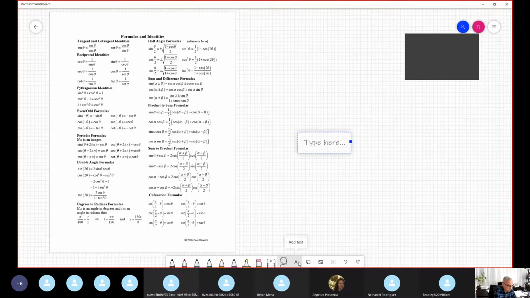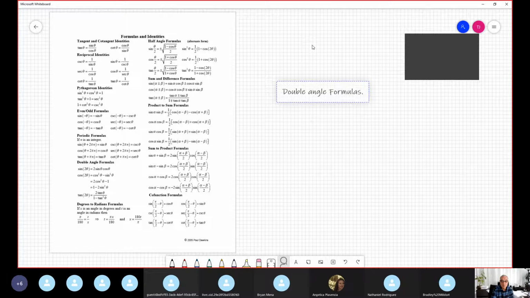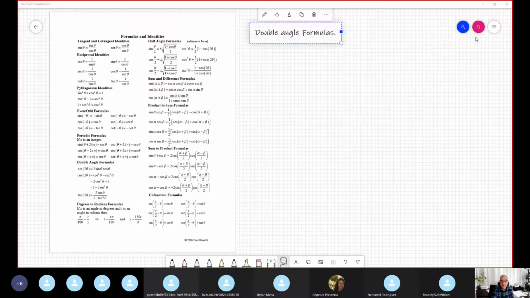Double angle. Formulas of identity. Okay, basically it's those formulas. I want to recopy them again. Double angle. Look, double angle.